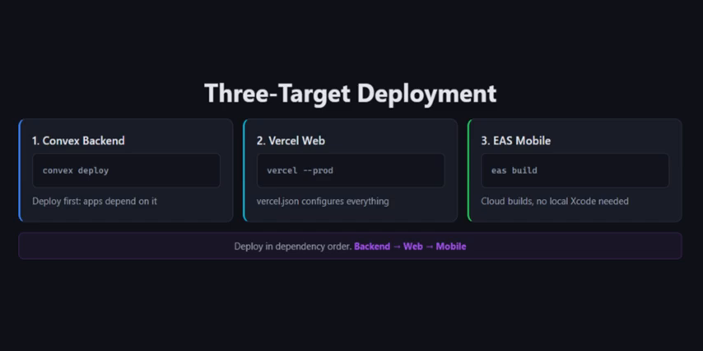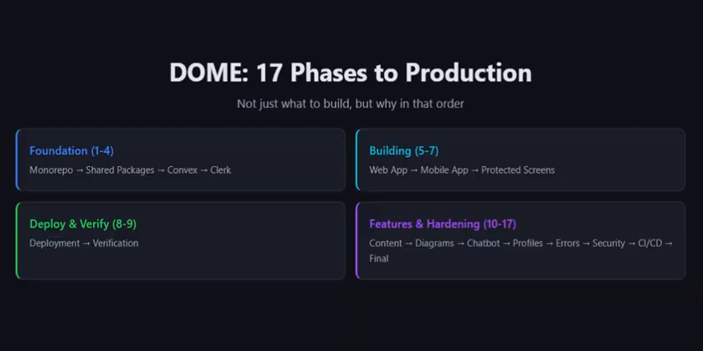The template includes documentation on exactly what needs to be set where. Now we arrive at what I think is the most valuable part of this entire project. Not the code, not the architecture, the process. We call it Do Me, and it's our 17-phase build process. The tagline is, not just what to build, but why in that order.